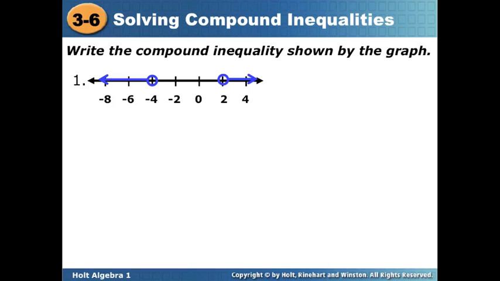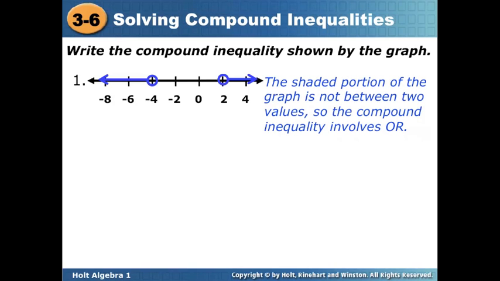First, determine the two sections of the graph. We have the section that is x is less than -4. It is an open circle, so it would just have the less than symbol. Then determine the second section of the graph. We have x is greater than 2. Again, it is an open circle, so it does not have to be equal to.